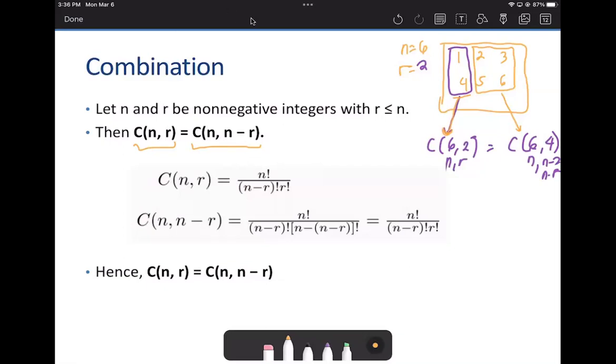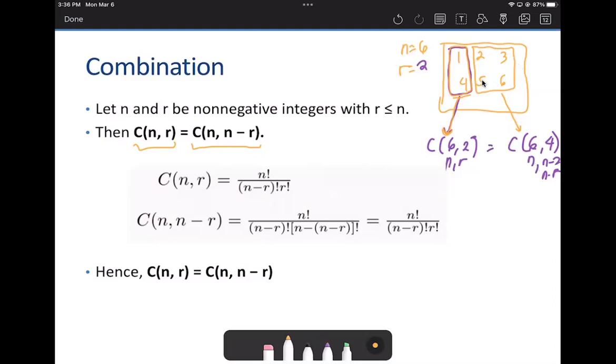Complement. Nagets nyo ba yung complement? That are not, yung hindi part sa set na to, kumbaga. Tama? So, yung complement nito would be 2, 3, 5, 6. And that is equivalent to the combination of 6, 4.